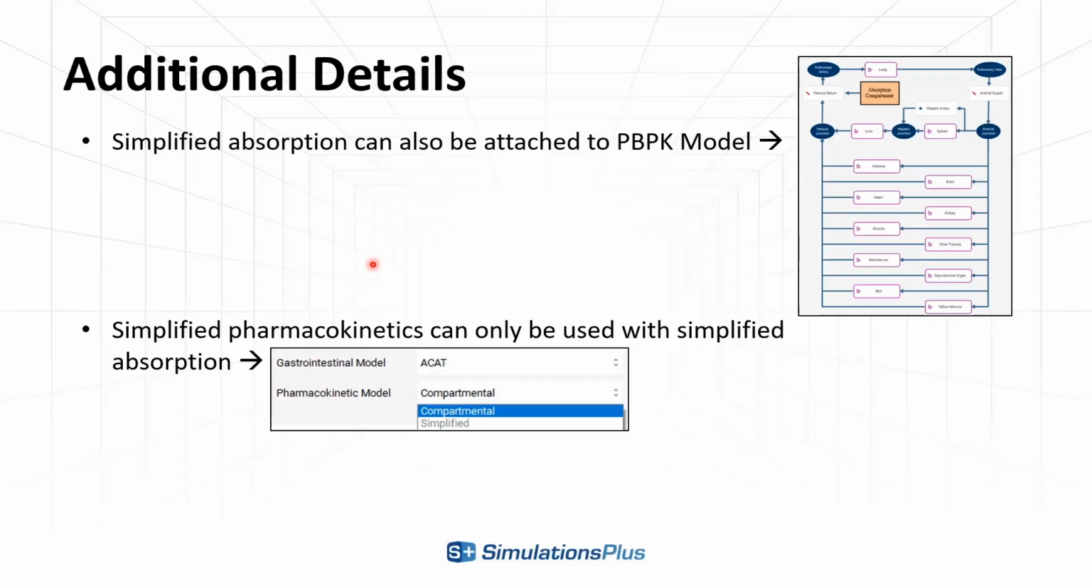Please note that simplified absorption models can be connected to PBPK systemic models, where absorbed drug enters venous return directly. Also, the simplified systemic model can be combined with the simplified absorption model. It cannot be used in conjunction with the ACAT model.